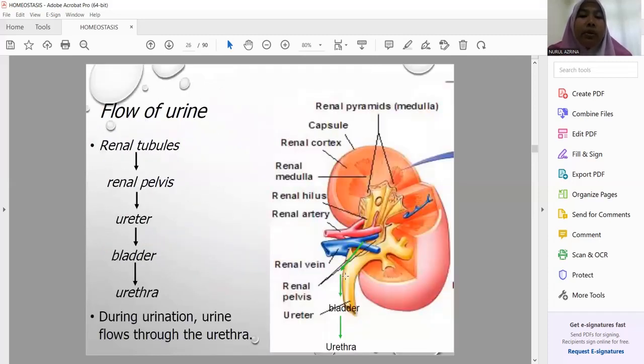Okay, all right, next. So this is the flow of urine. Urine flows from the renal tubules, as we discussed earlier, and drains out from the renal pelvis. So this is the renal pelvis, and from there it goes out to the ureter. So this is the ureter. Then into the urinary bladder, and then to the urethra. During urination, urine flows through the urethra.